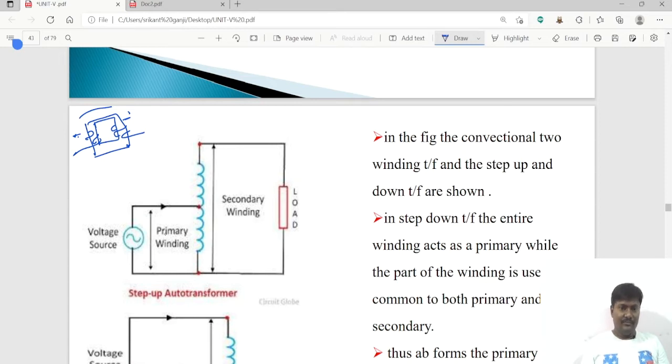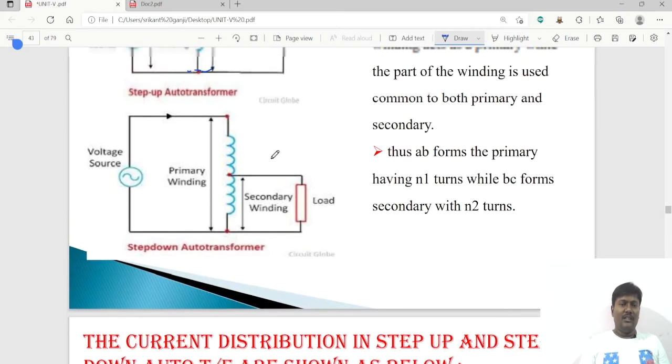Coming to the auto transformer, we have only a single winding. Here we can treat this as the primary winding and this as the secondary winding. We can call this a step up auto transformer, and this one a step down auto transformer.